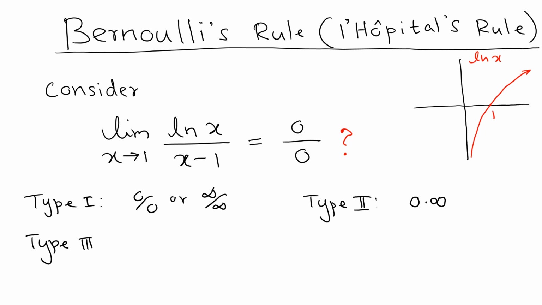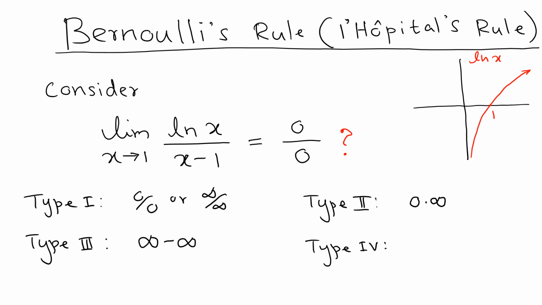Then we have type 3, which is like infinity minus infinity. When you subtract two large infinities, we cannot exactly say what the value is. It can be infinity, it can be negative infinity, it can be a finite value also. And then the last one is type 4.